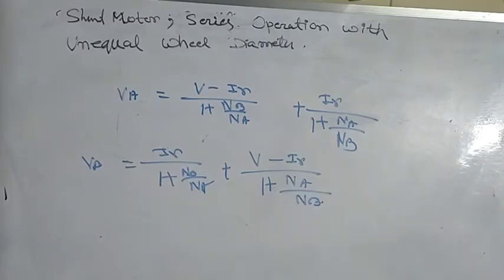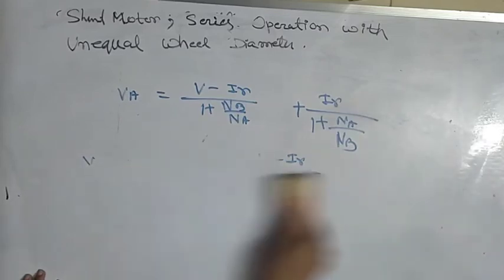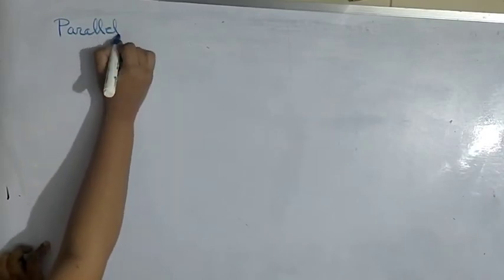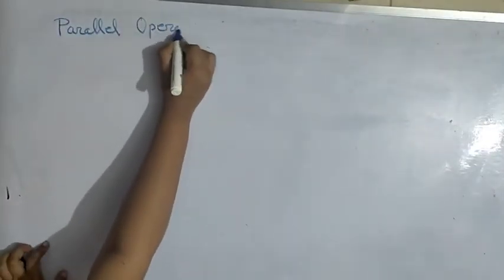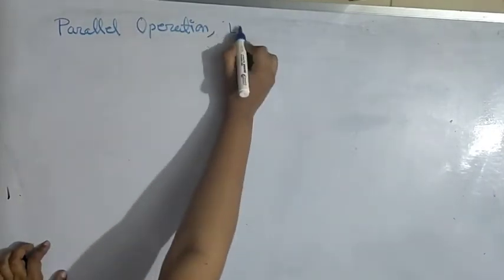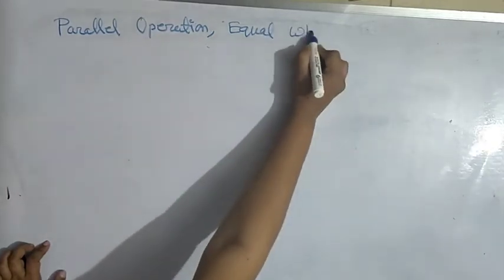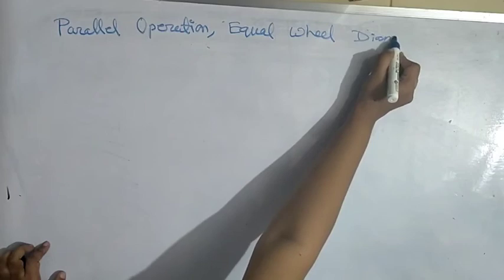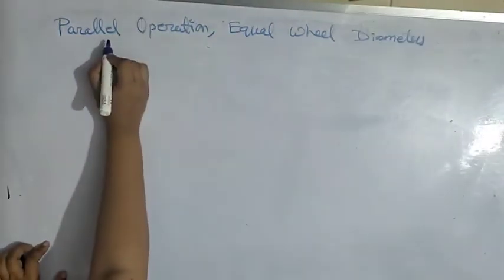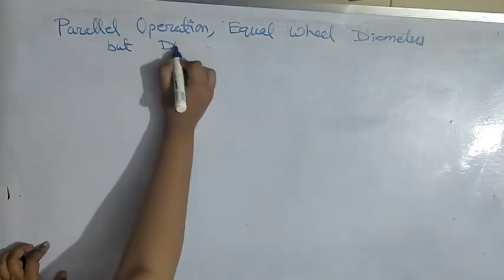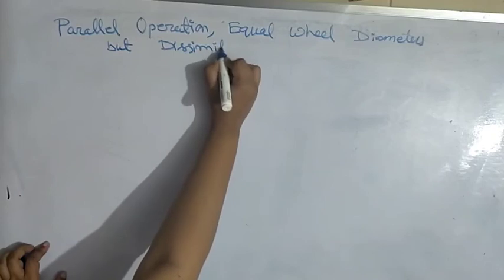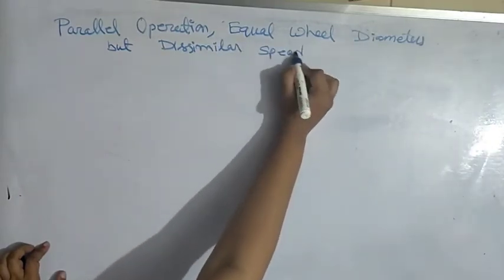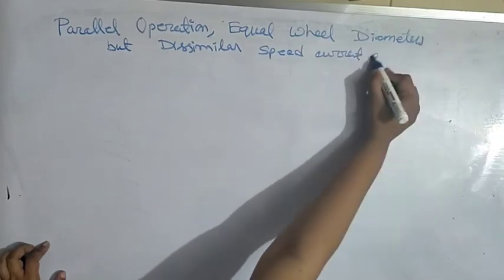Parallel operation, equal wheel diameter but dissimilar speed current curves.